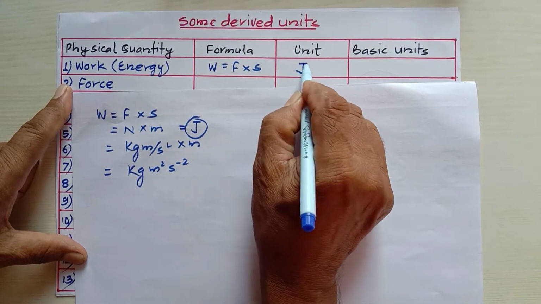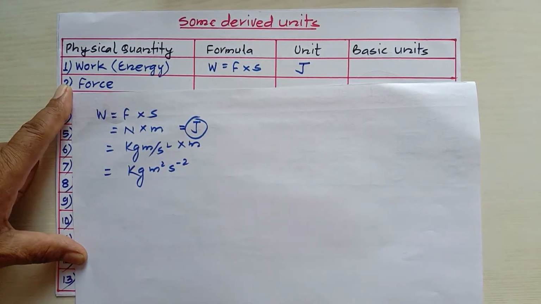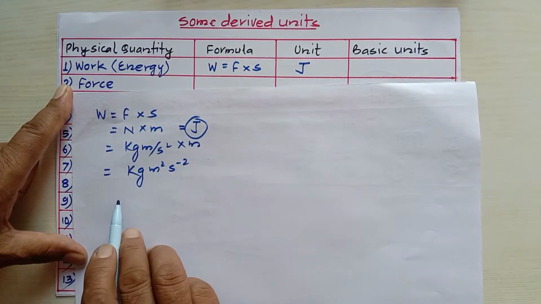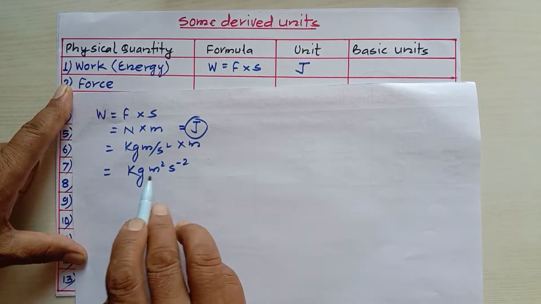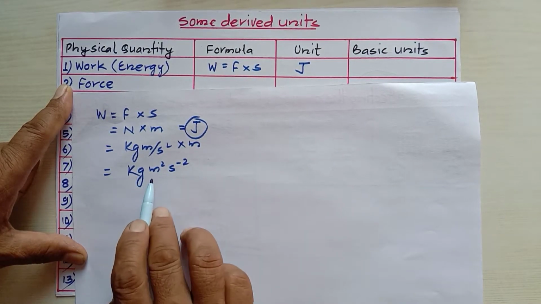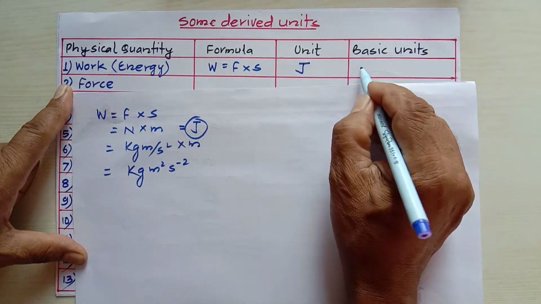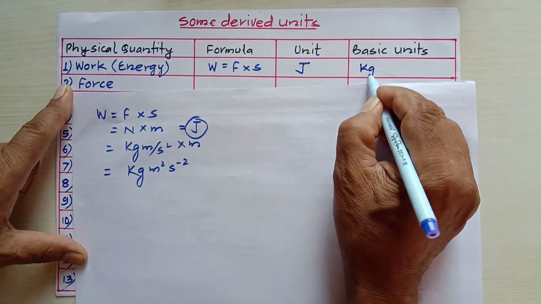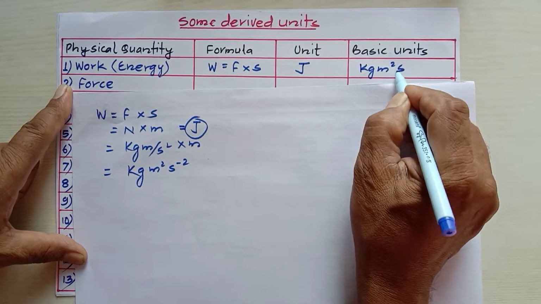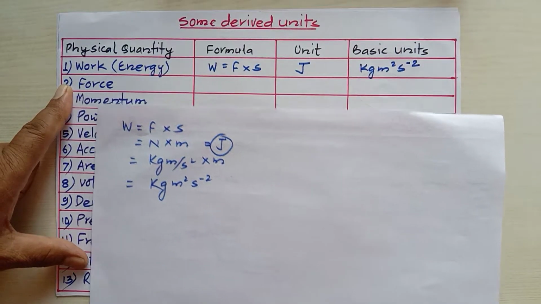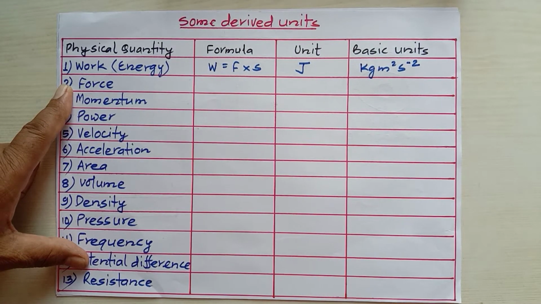So the unit of this physical quantity work is joule, but its expanded form, I mean to say what fundamental or basic units are involved in it, we can write as kg meter square second to the power minus 2, this way. Okay, let's talk about another one.